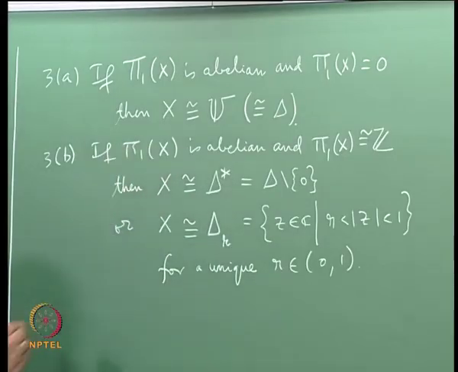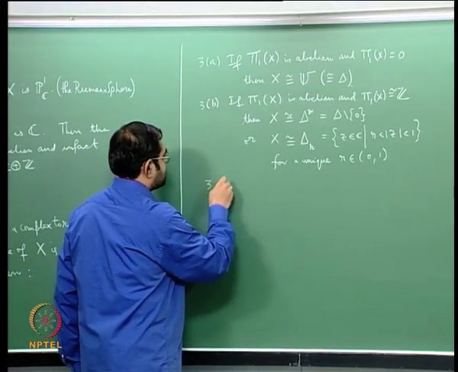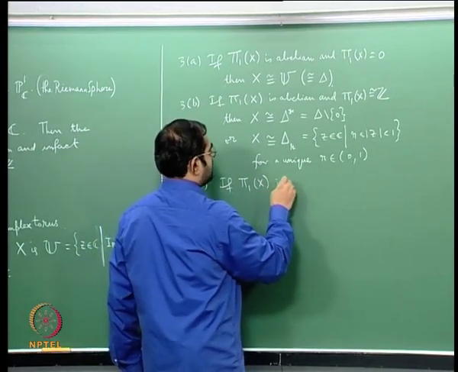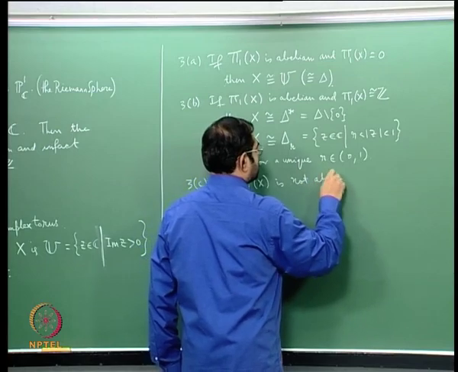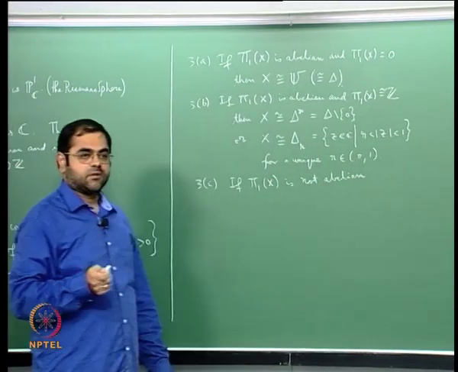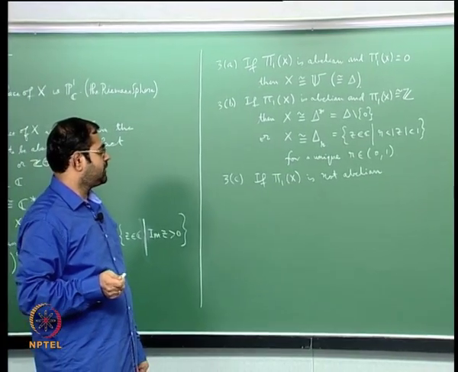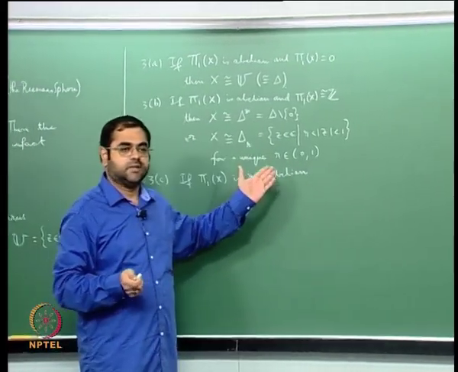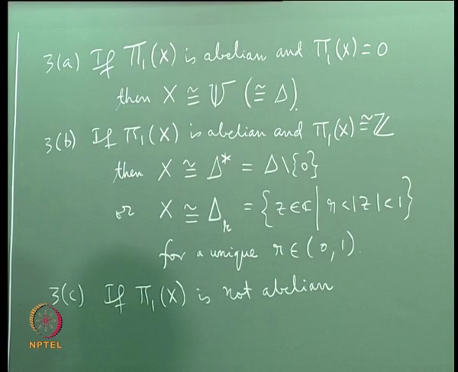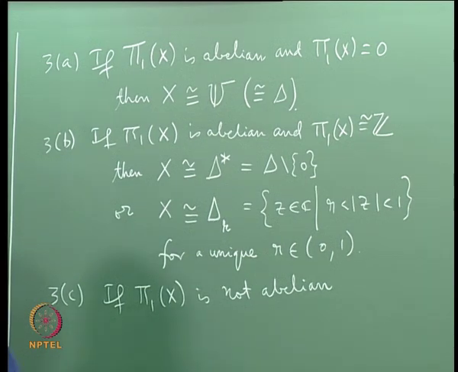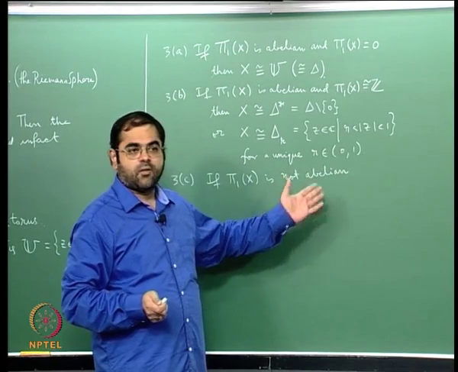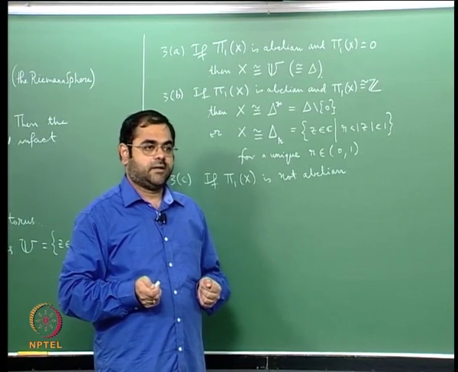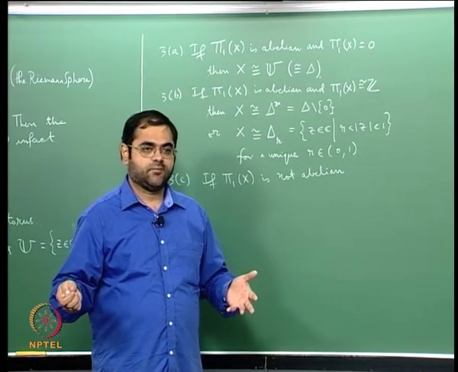So then the other thing that I am left out with, 3C: if pi 1 of X is not abelian, then this is the left out case, and of course I am assuming X is compact. And what this case will cover will be all the complex structures that you can put on g dimensional tori.